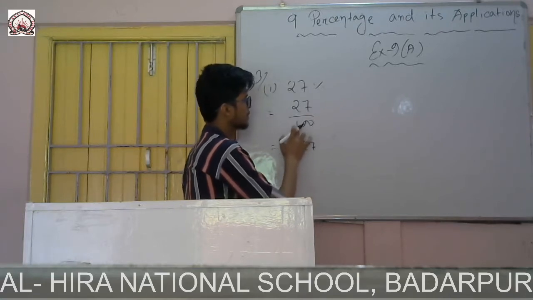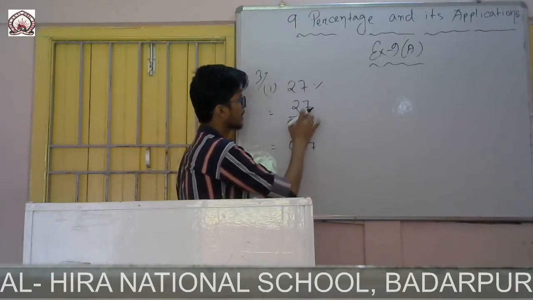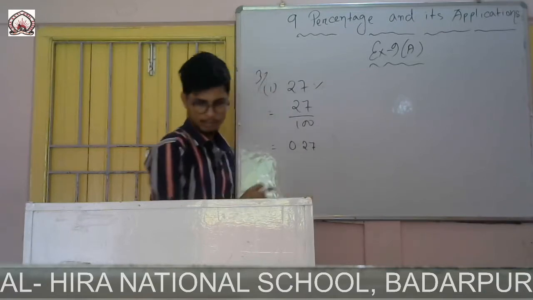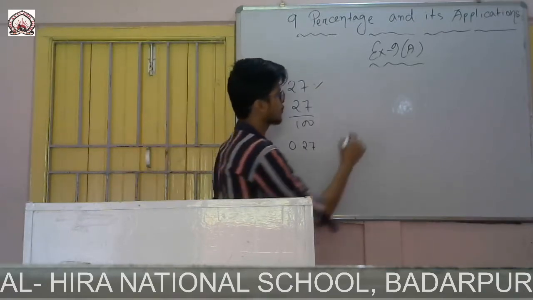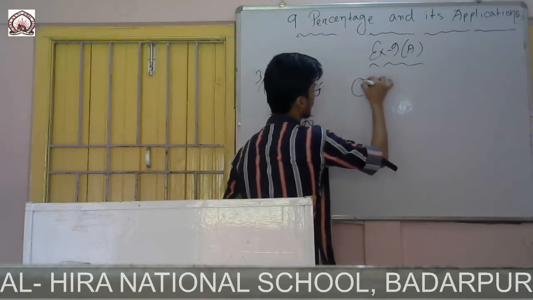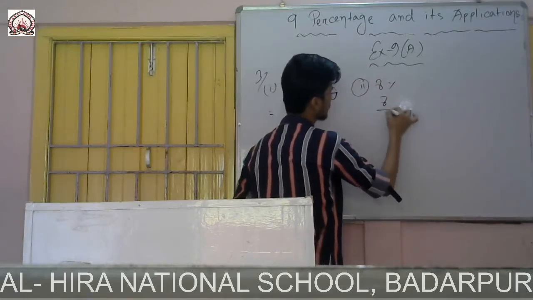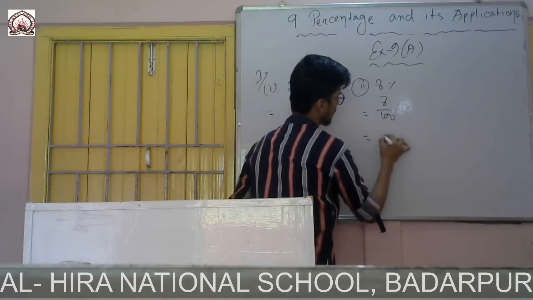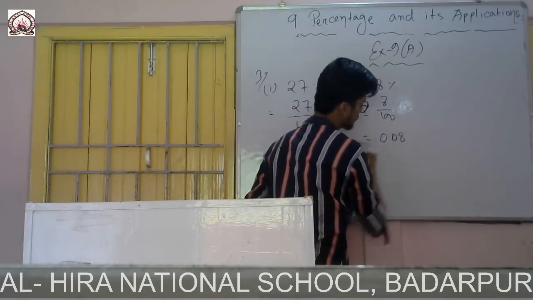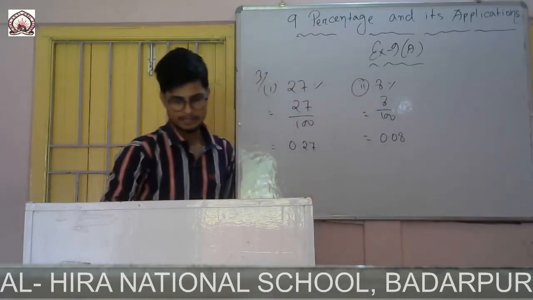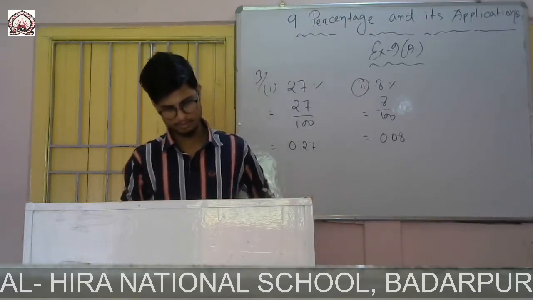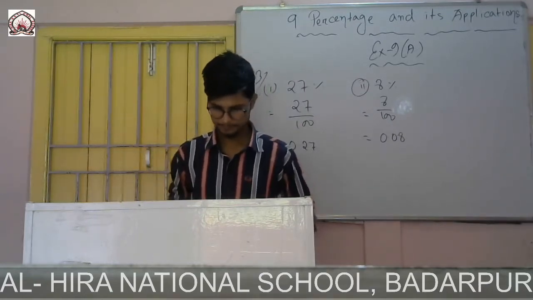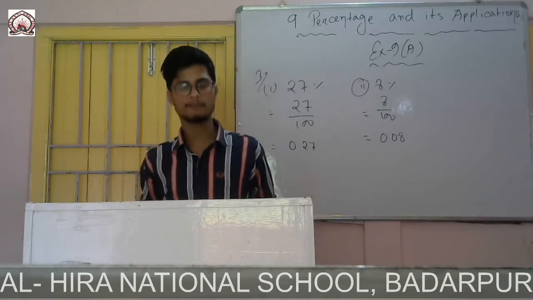After 2 places the decimal will be there. After 2 places I put the decimal. So 0.27. Next one, it is 8%. It will be 8 by 100, which I can write as 0.08. All are the same. You try number 3, 4 the same. Okay.